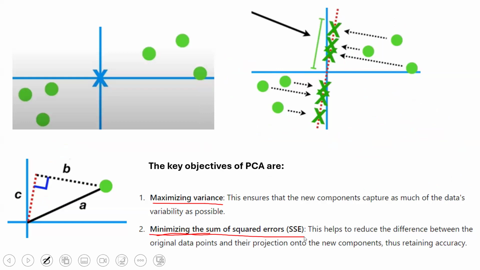So to achieve that objective, you can do either of these things. Either you try to maximize the variance or try to minimize the sum of square distances. I'll come back to sum of square distances, but you can try any of these two things. If you do any of these, you will get to your target, as they both are proportional to each other. As one happens, the other will for sure happen.